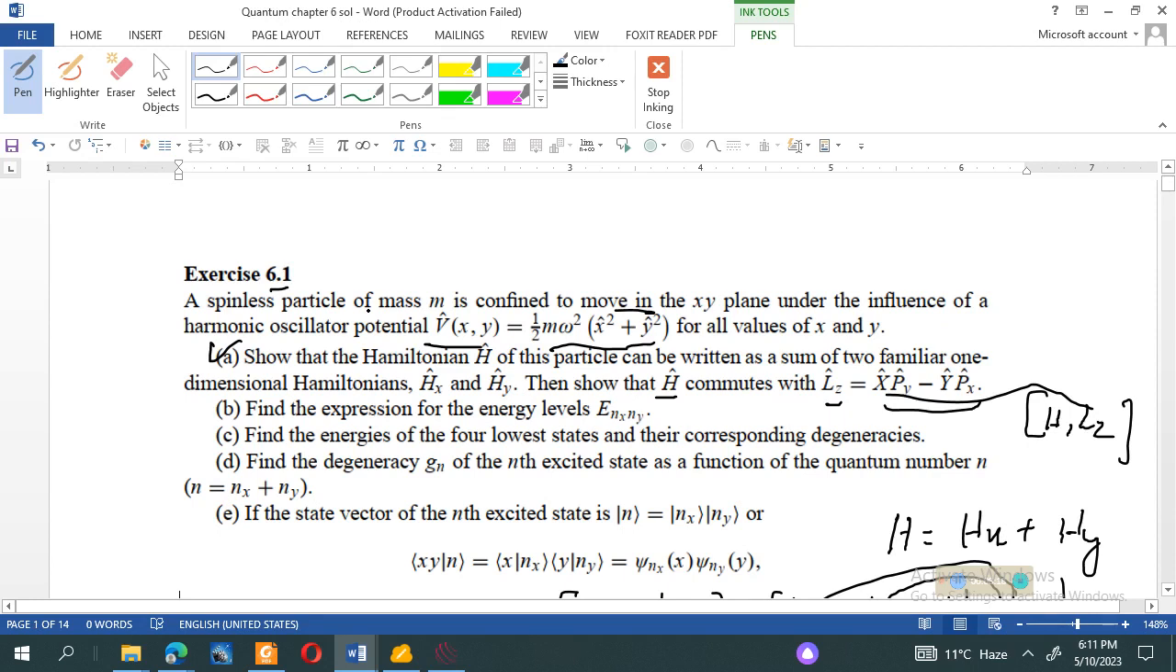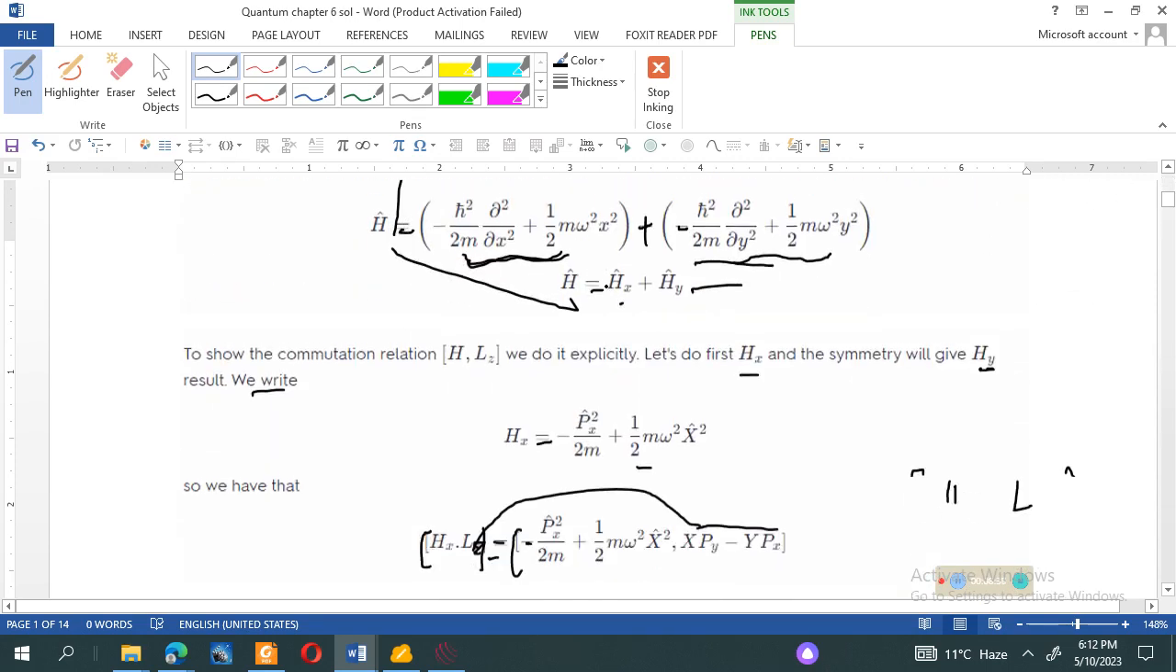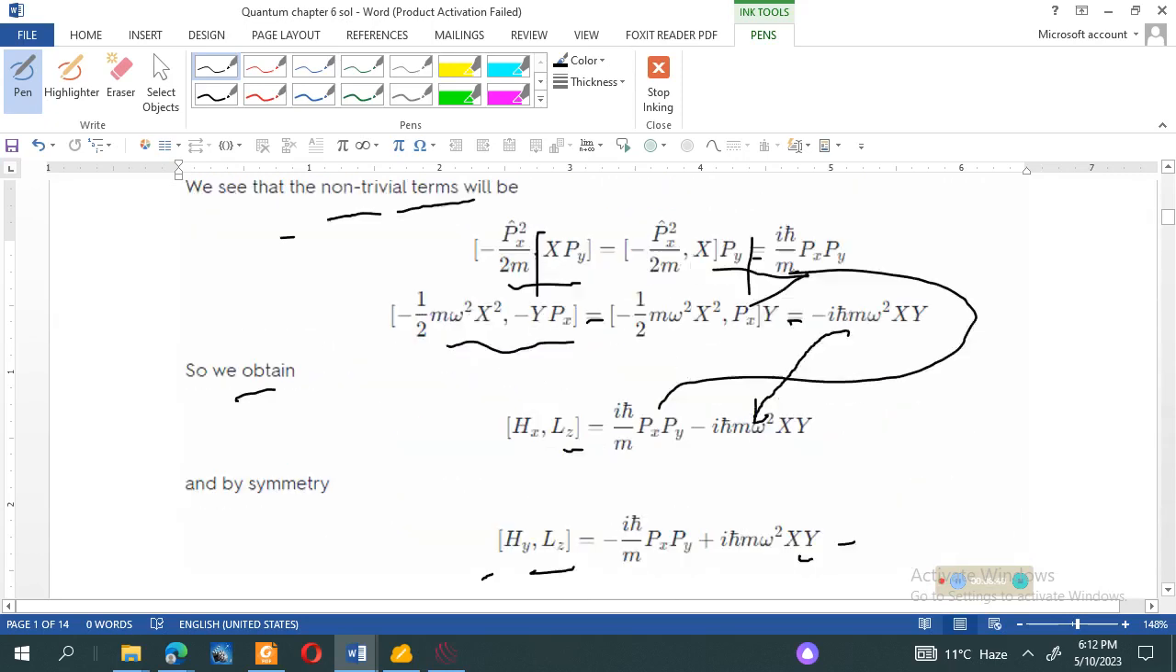find the expression for the energy levels E nx and ny. We are again given the potential that V of xy is equal to m omega square over 2 x square plus y square, and we have to find the expression for the energy level. Okay, let's go to the solution, then we will try to understand it.